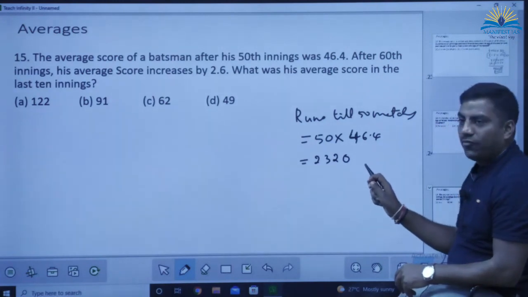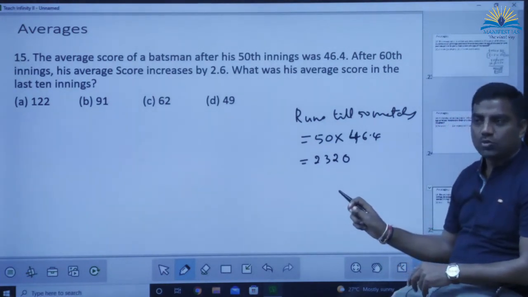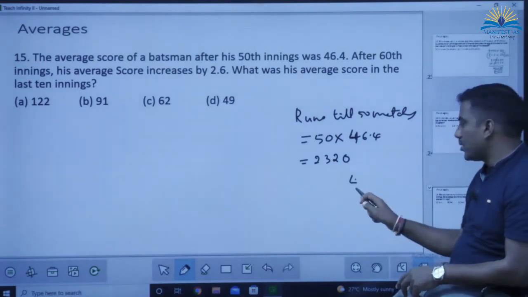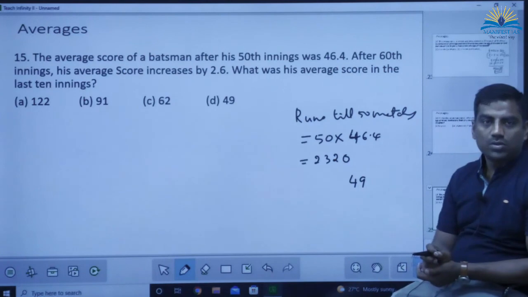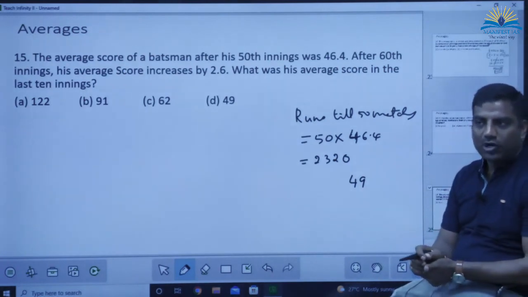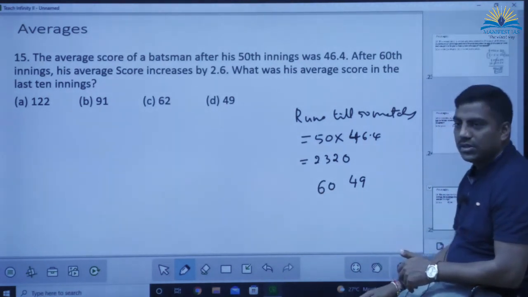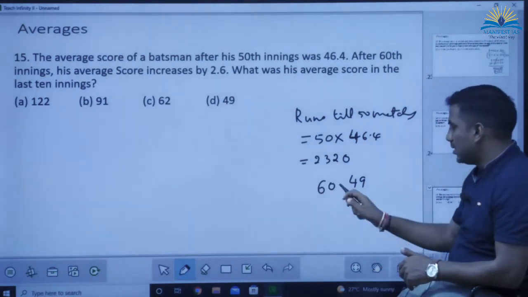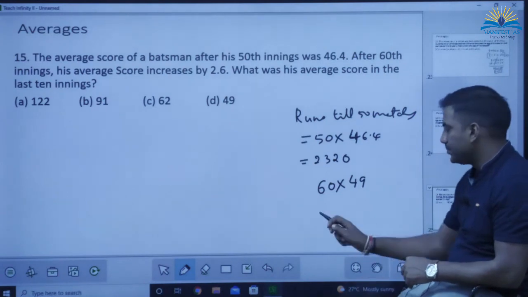It was 46.4. Now it has become 46.4 plus 2.6. What is that? 49. Yes or no? 46.4 plus 2.6. Quick. 49. But he has played 60 innings now. He has played 60 innings. So what is the new total number of runs after 60 innings?